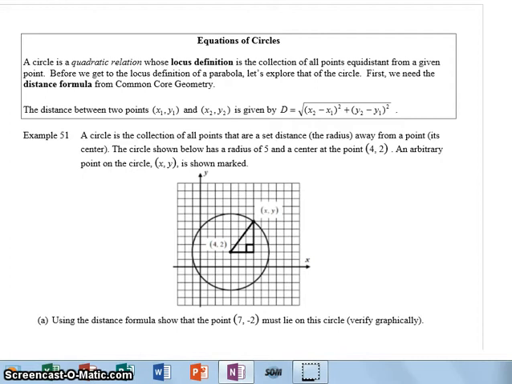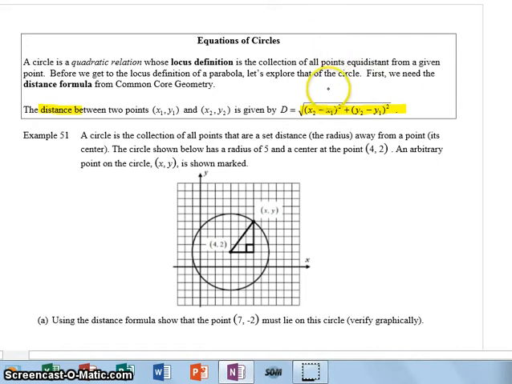All right, so now this is some review from geometry, and we start off with the distance formula. The distance is basically just the difference between your x's squared plus the difference of your y's squared, all underneath the square root.